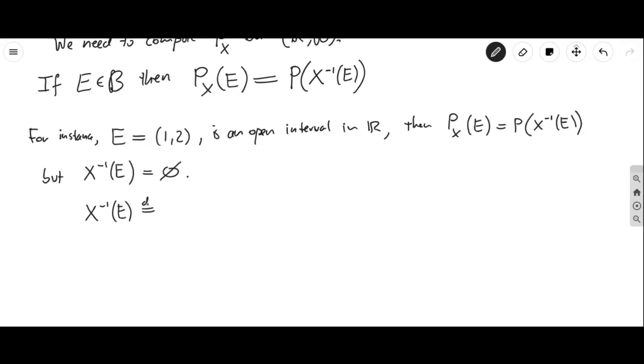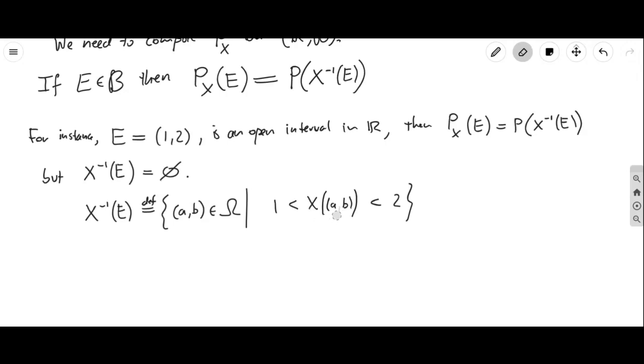By definition, this is going to be the set of points in the sample space, so that when X is applied to that point, it ends up in E. But to end up in E means it's between 1 and 2. So that would mean that X is between 1 and 2.